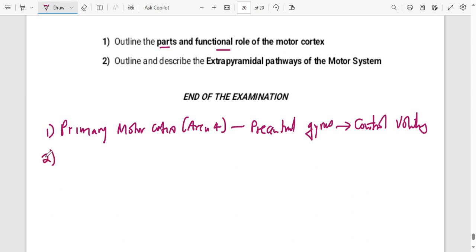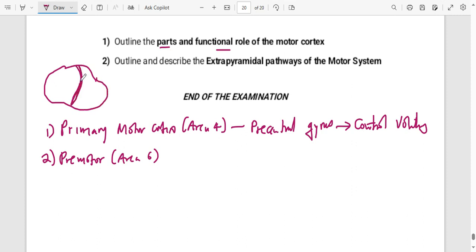And then the second area, which is motor, the premotor. That is area what? Area 6. Thank you so much. What's the location of the premotor cortex? Location is actually in front of the primary motor cortex, just in front. Remember, this is our brain like this. Here is our central sulcus. In front here I've got the primary motor cortex. Just in front of it, you have the premotor.